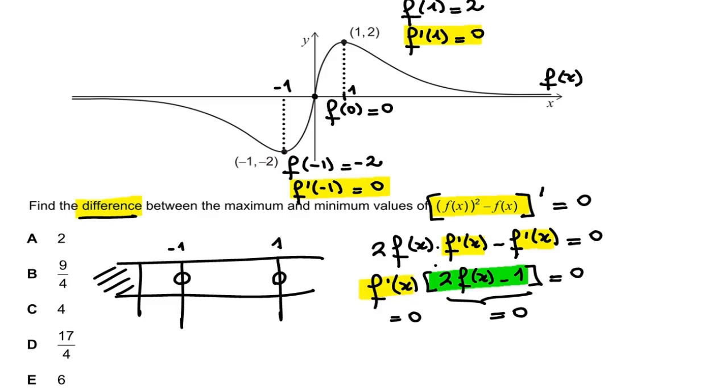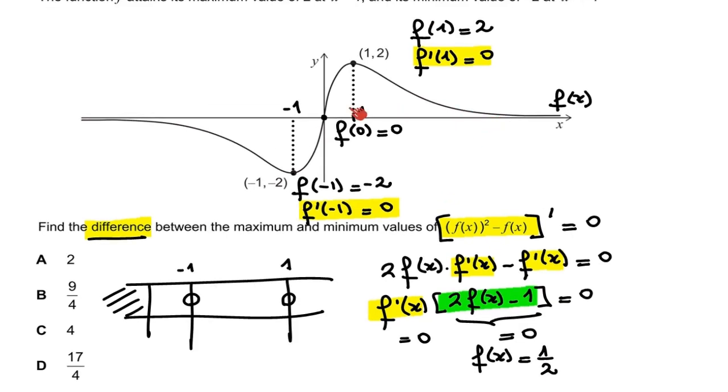When does this green part become equal to 0? When 2f(x) minus 1 equals 0, that is, when f(x) equals 1/2. When we move to the right from 1/2 on the y-axis, how many times do we intersect the function? Let me show it like this. Let this be 1/2 on the y-axis. There is a point k here where the function takes the value 1/2, and there is also a point p here where the function takes the value 1/2.